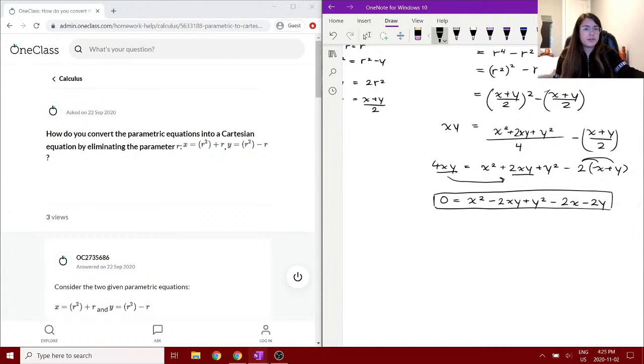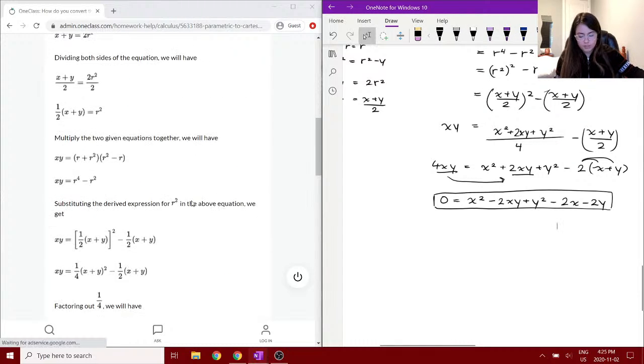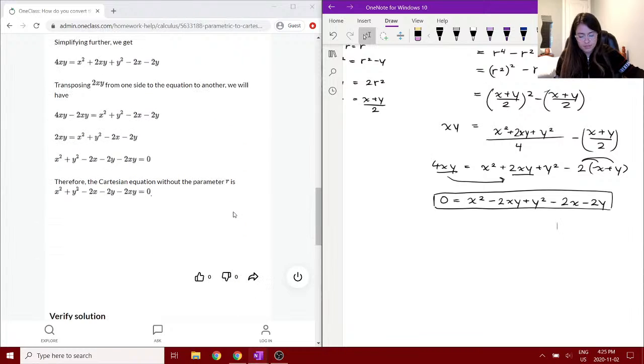Of course, you can rearrange that if you have a preferred arrangement for where to put the x's and the y's, but that is what we've got. Just checking the answer here. And we have all the same terms. We have x squared, y squared, minus 2x, minus 2y, and minus 2xy is equal to 0.